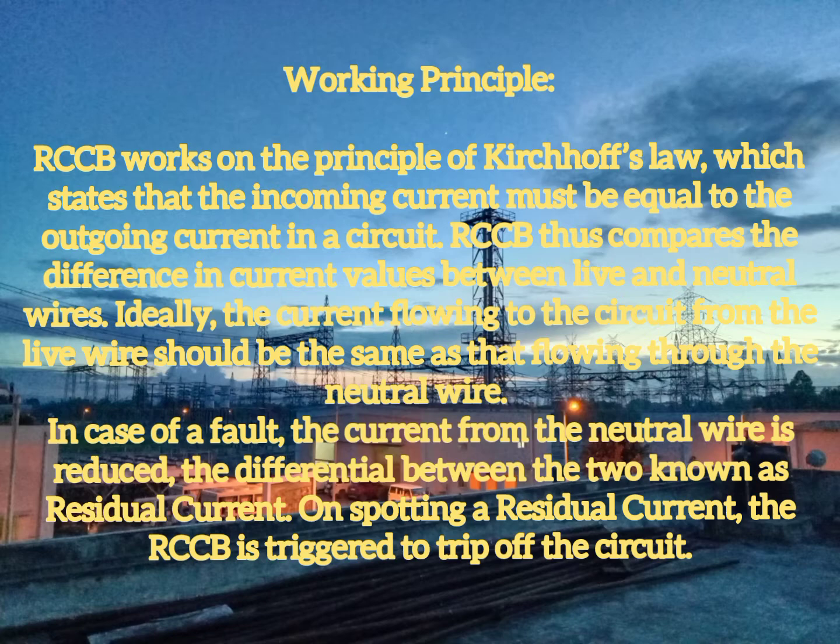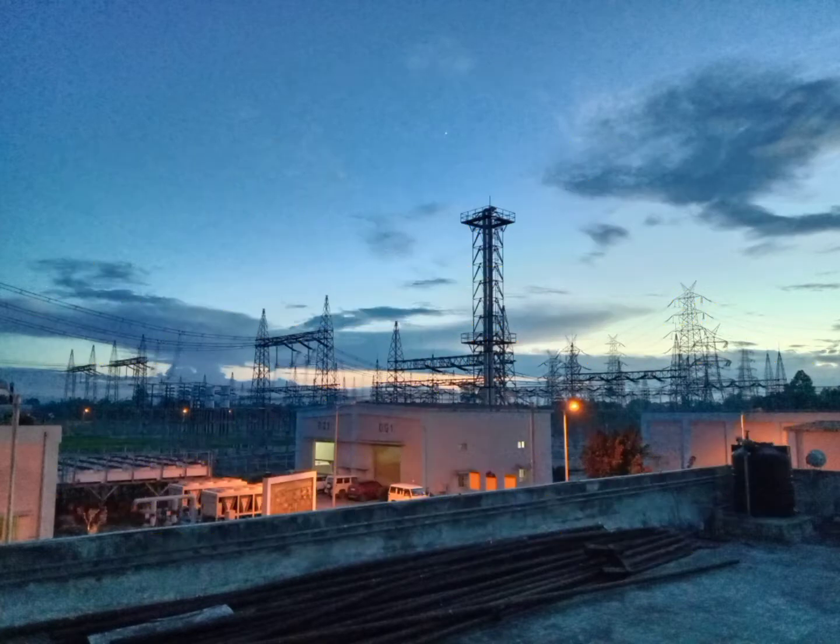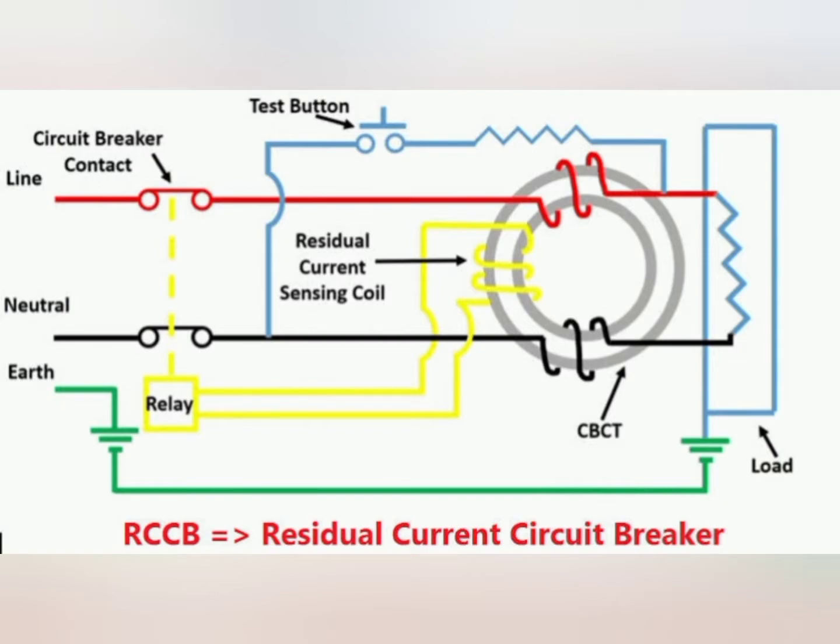So as I said, if there is any difference in current, even within a limit, it will get tripped. It has different tripping levels, like 10 milliamps, 20 milliamps, 30 milliamps, up to 100 milliamps, or even a 300 milliamps level we can use, which means totally up to 1000 milliamps we can use in the RCCB. So this is your construction-wise diagram.